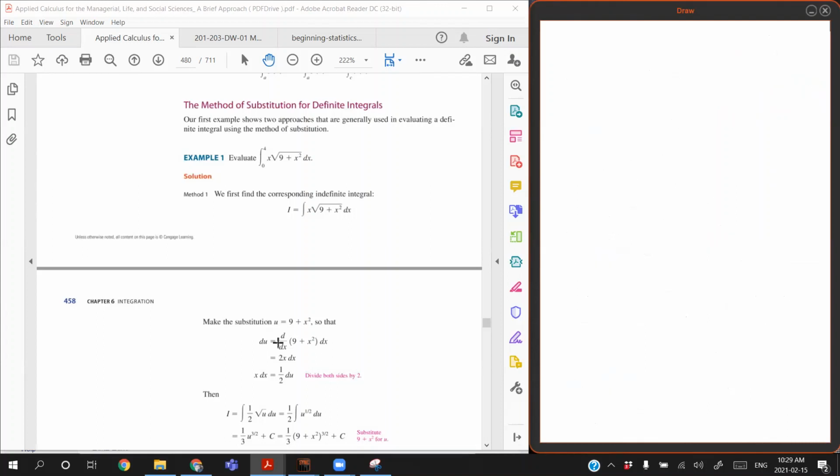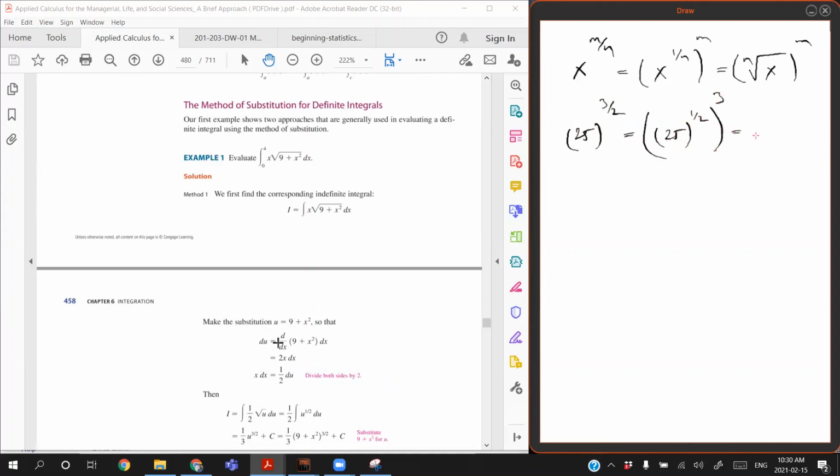Okay. Basically, I'm using this. If I have x to the power of m over n, we know this is the same as having x to the power of 1 over n, that to the power of m. That's the same as having the nth root of x to the power of m. So if I have 25 to the power of 3 over 2, I can write that as 25 to the power of 1 over 2, the whole thing to the power of 3, which is like having root 25 to the power of 3. So that's how I got 5 to the power of 3 is 125.